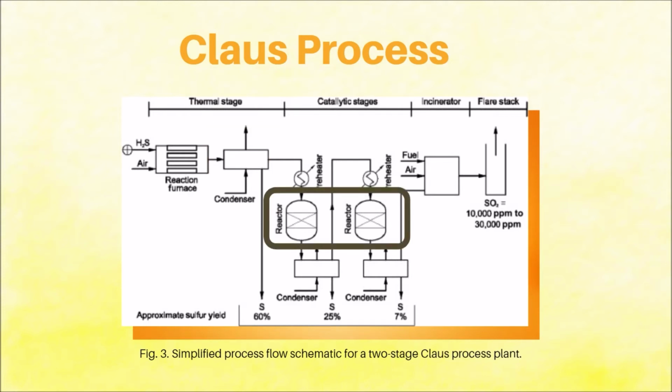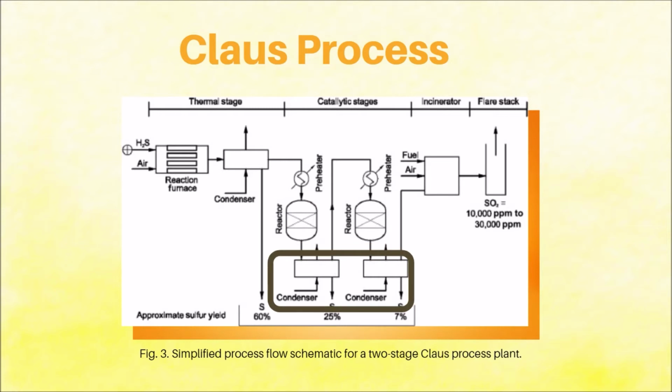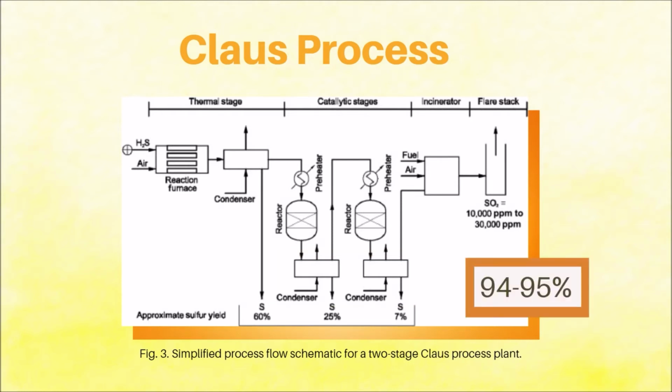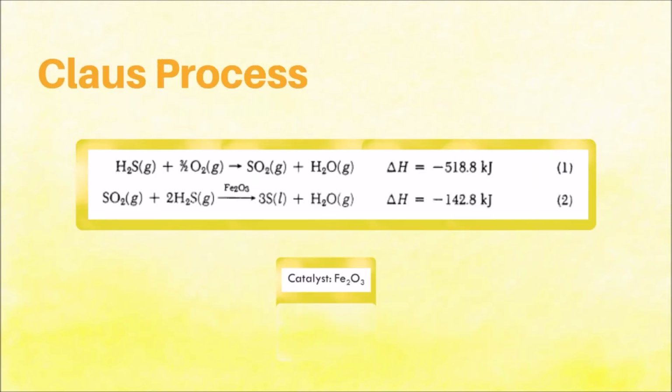Multiple reactors are provided to achieve a more complete conversion of the hydrogen sulfide. Condensers are provided after each reactor to condense the sulfur vapor and separate it from the main stream. Conversion efficiencies of 94 to 95% can be attained with two catalytic stages. The hydrogen sulfide produced is burned to give sulfur dioxide for sulfuric acid.